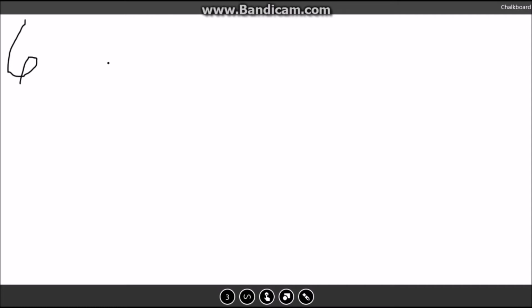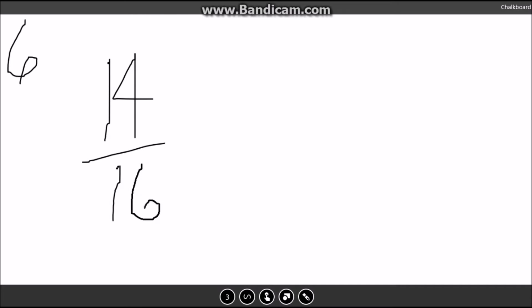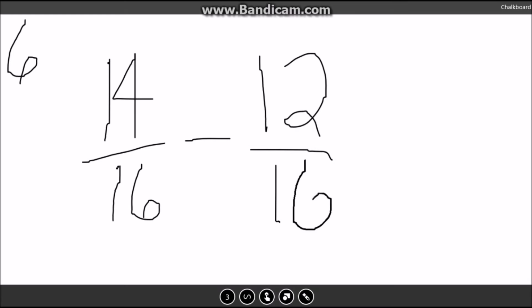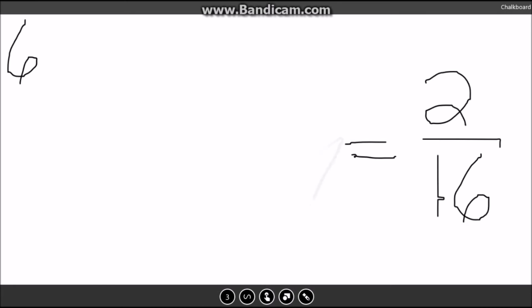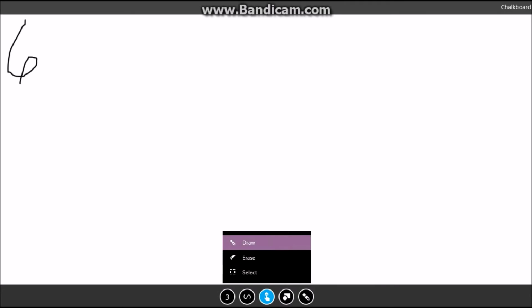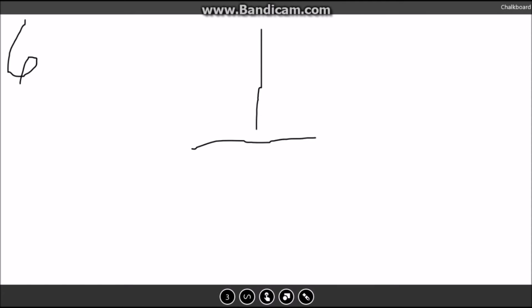So if we had 14 over 16 minus 12 over 16, our final answer will be 2 over 16, which, if we reduce it, will be equal to the fraction 1 over 8.